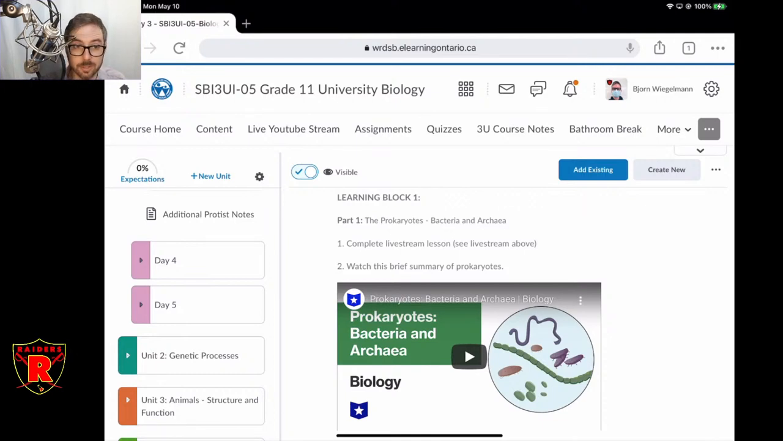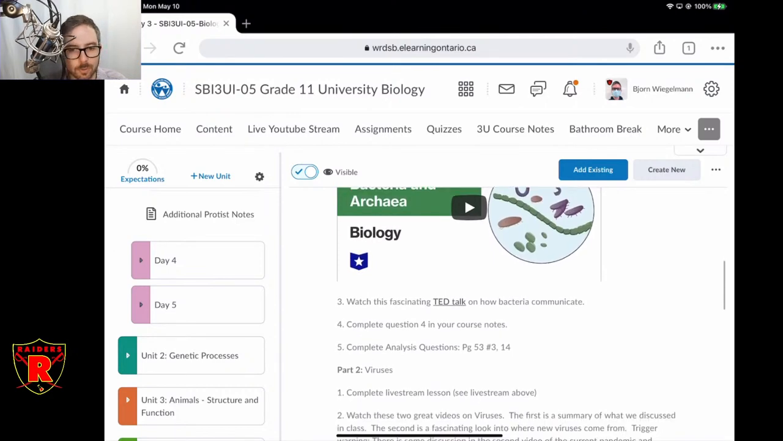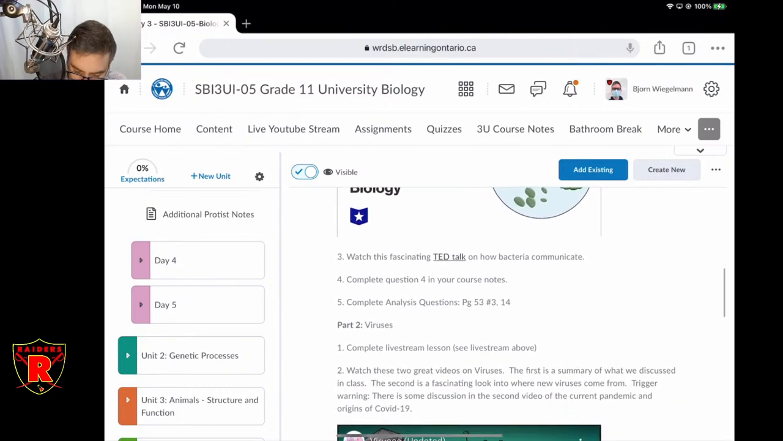So if you're really interested in one of these particular groups, you're like, oh man, protists are cool. They are, by the way. Then maybe you want to examine that more closely in a subsequent course, probably in university. We don't get too much into this in the grade 12 course. The grade 12 course goes more the biochemistry route.